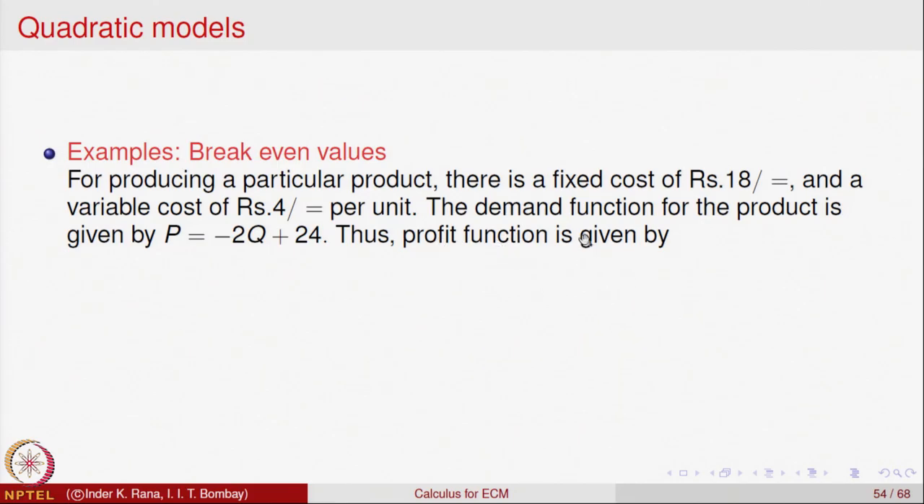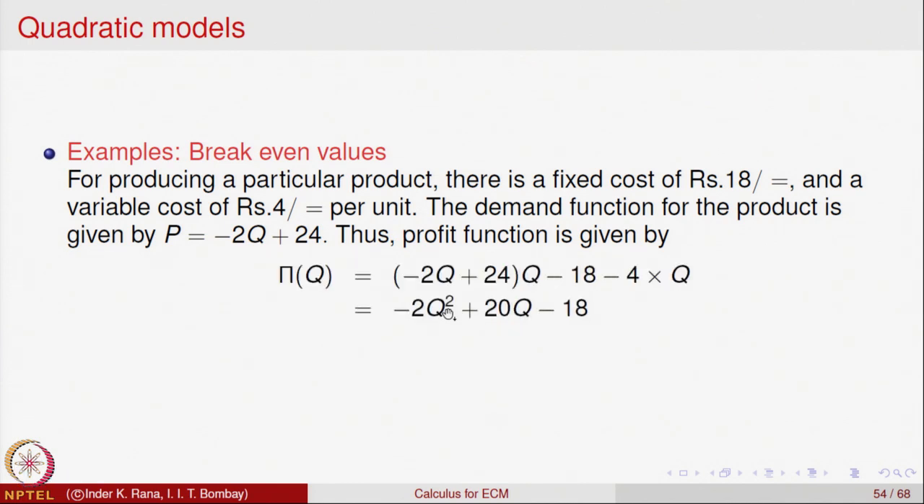And the demand function, price and demand function of the product is P equal to minus 2Q plus 24. So, this is the data given. We would like to know what is the profit function for this. So, how do you calculate the profit? Profit is the amount earned minus the amount spent.